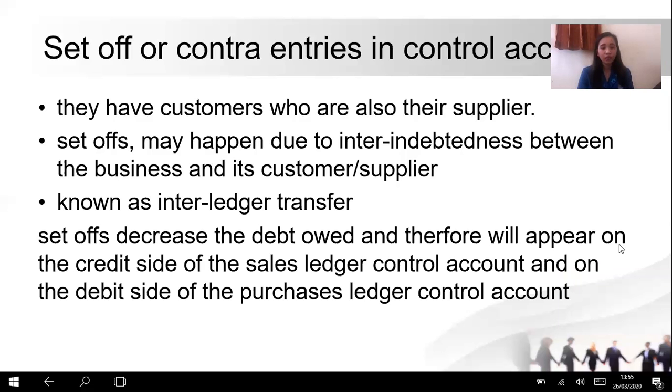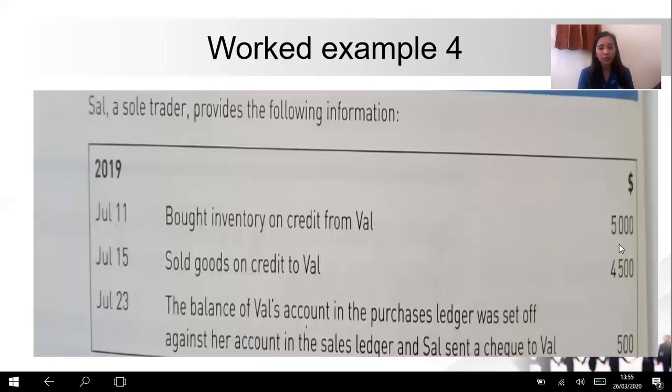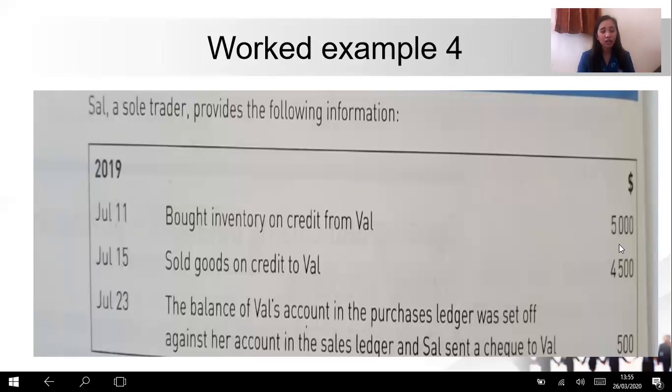Okay, we come to the example. Here, a sole trader provides the following information. If you can see from here, on July 29, bought inventory on credit from FAL, bought 5,000. And then on July 15, sold goods on credit to FAL, 4,500. So at first we bought inventory, so FAL here is our supplier. So we owe money of about 5,000. So we must pay FAL 5,000.